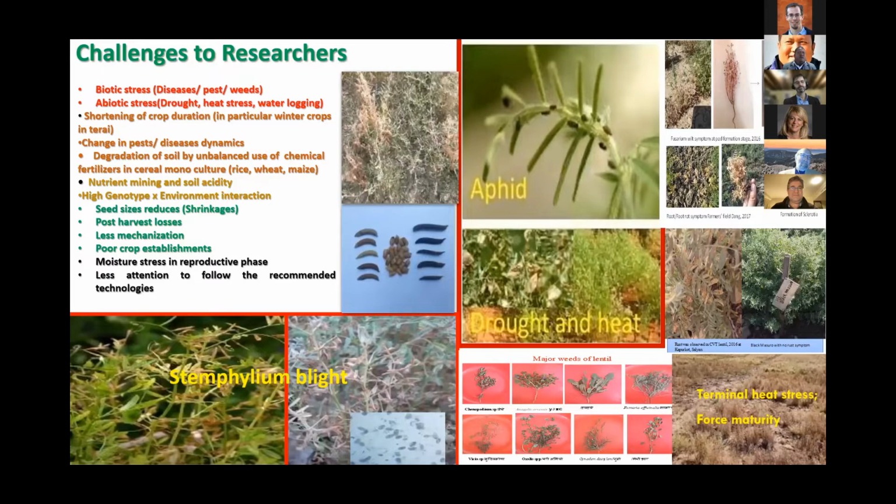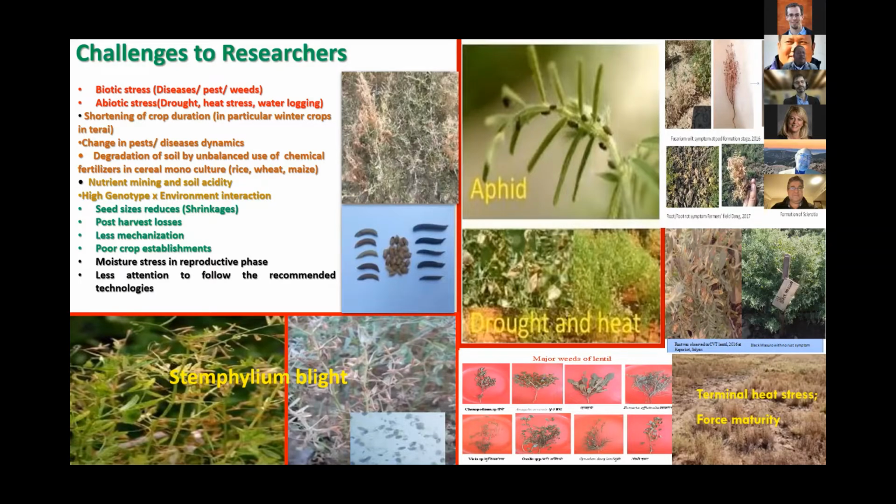So the challenges: biotic stress was there, diseases like stemphylium and fusarium wilt, pests like aphids and pod borer, and many weeds, noxious weeds, are a problem. Besides this, abiotic stresses were there, like drought, heat stress, sometimes heavy winter rainfall, and waterlogging problems. Changes in pest and disease dynamics have also been seen in Nepal, and there is also degradation of the soil and nutrient mining.